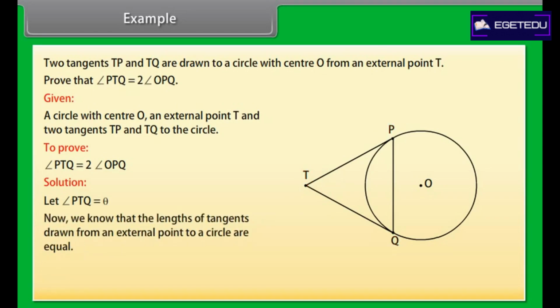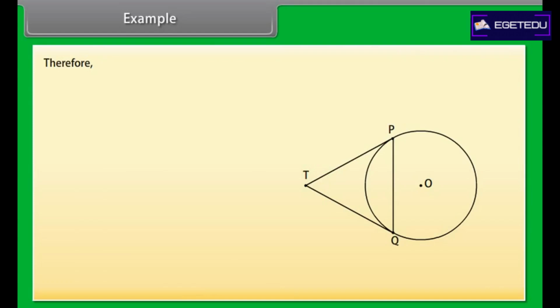Now from the theorem of tangents we know that the lengths of tangents drawn from an external point to a circle are equal. Therefore, TP is equal to TQ. So, TPQ is an isosceles triangle. Therefore, angle TPQ is equal to angle TQP, which equals 1/2 times (180 degrees minus theta), which is equal to 90 degrees minus 1/2 theta.